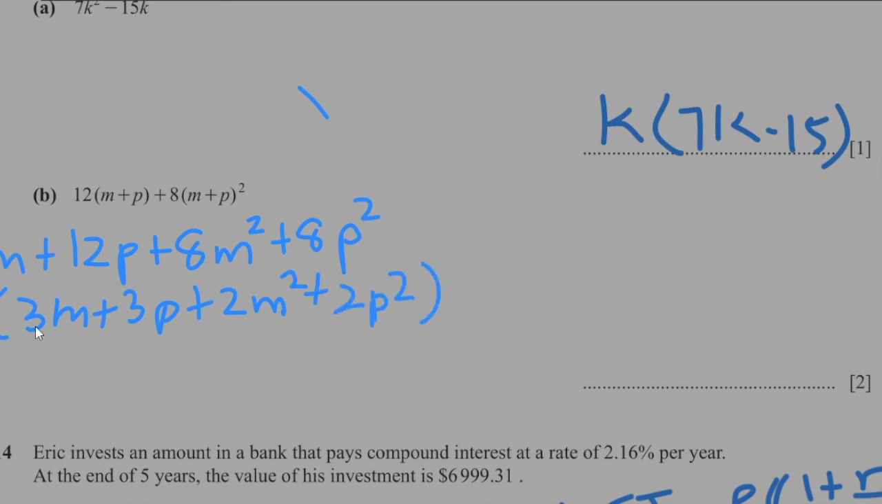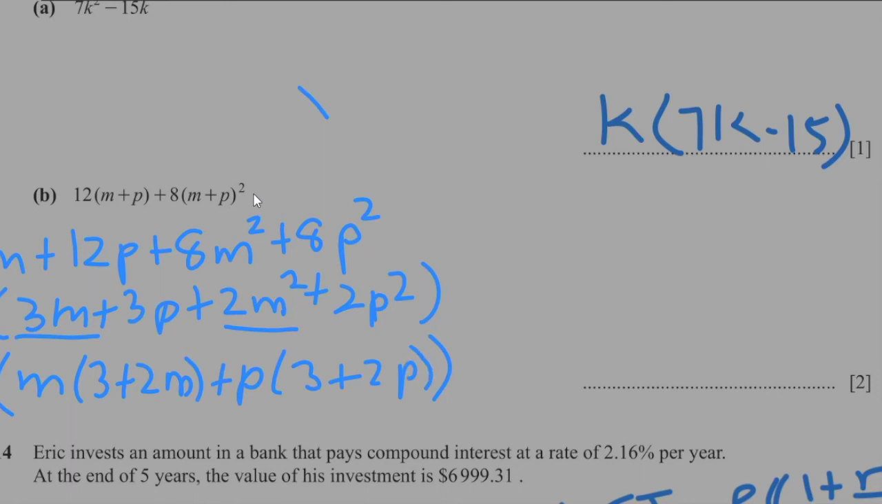Right, now what I'll do is we have 3m and 2m square over here. So I'll further factorize this part. This is going to be m out of the bracket since that is the common value over here: 3 plus 2m. Similarly, over here we have 3p plus 2p square. So I'll take p out of the bracket and factorize 3 plus 2p.